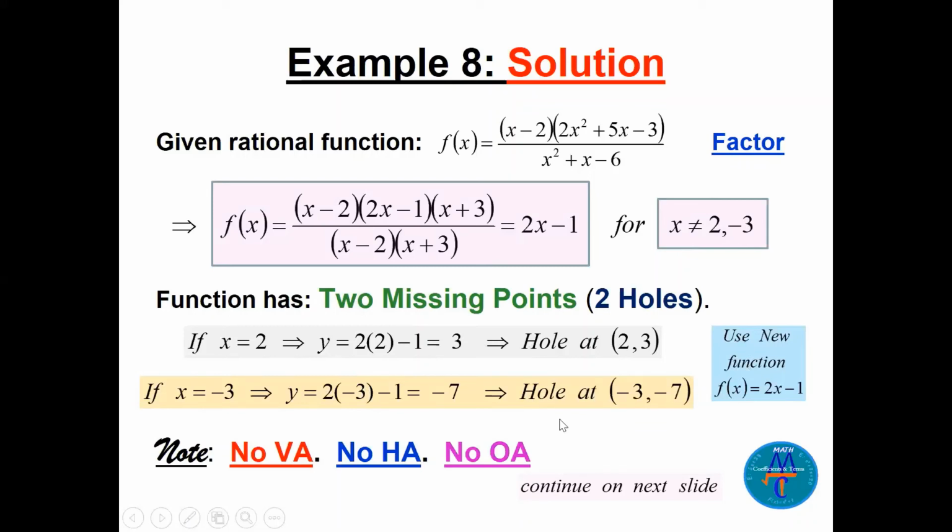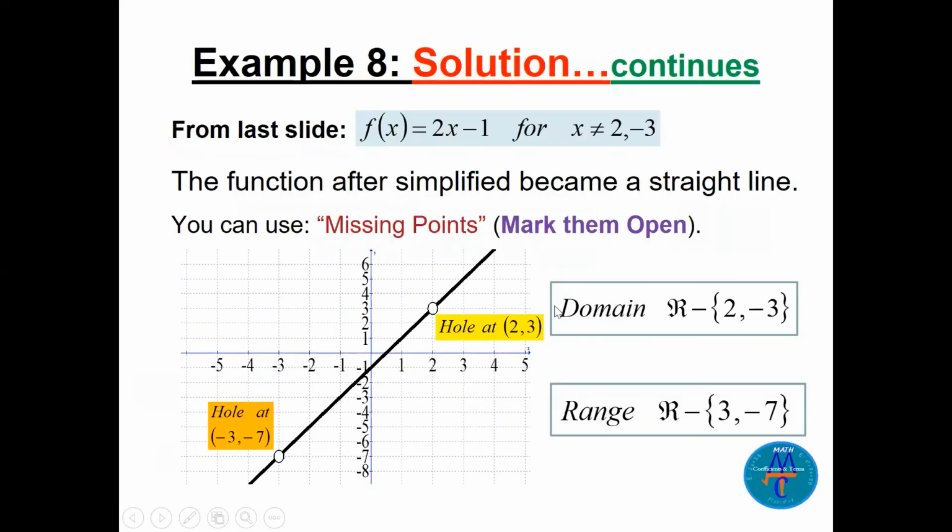Use the new function. In this case, since we have a straight line here, a linear function, no vertical asymptotes, no horizontal asymptotes, no oblique asymptotes. Just a straight line. I can take the 2 holes if I like, because they are points on the line, but they are holes, so they are open. So this is 2, 3. See, the x is 2, y 3, and this is x minus 3, y minus 7. I can take any other point on this line, 2x minus 1.